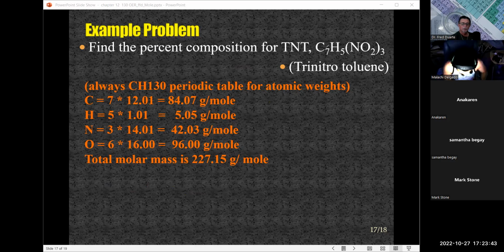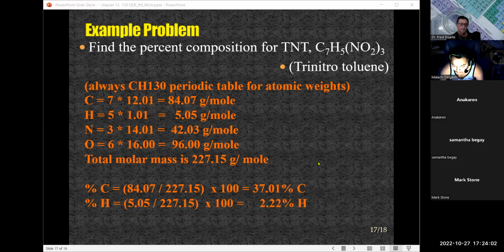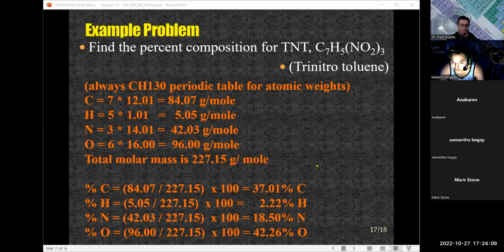All right, so that is a total molar mass for TNT. Now to calculate the percent composition, we take the individual atoms and their total mass and divide it by the total molar mass. So we got 84.07 divided by 227.15, 5.05, 42.03, and 96.00, all divided by the total molar mass multiplied by 100, okay? And you end up with the percent composition.